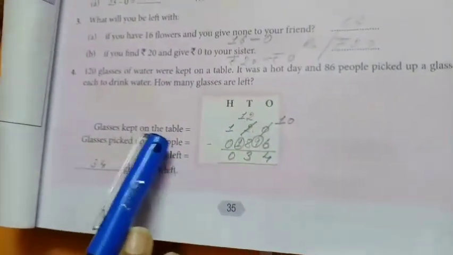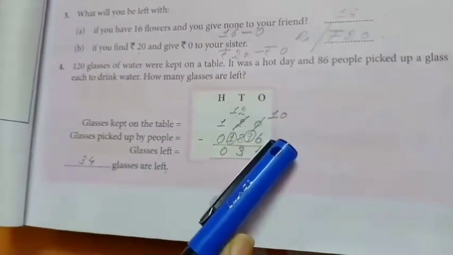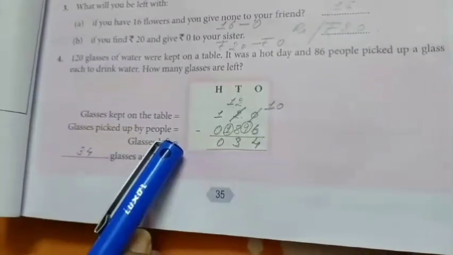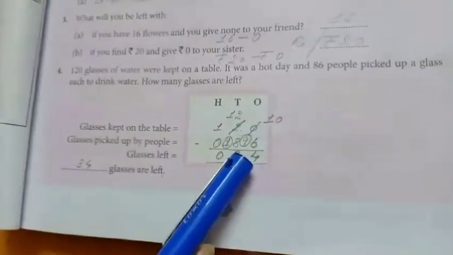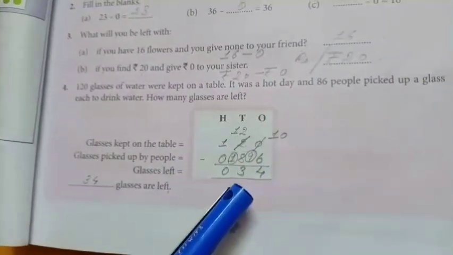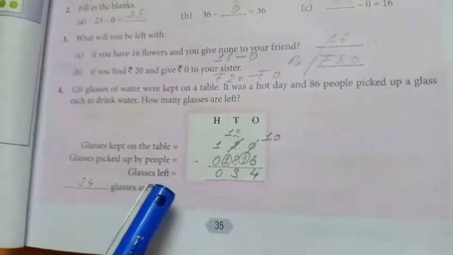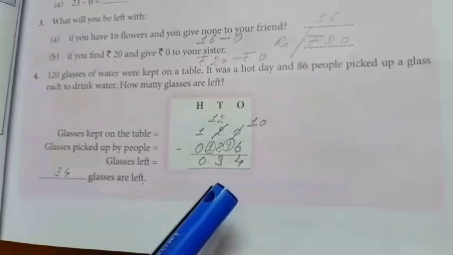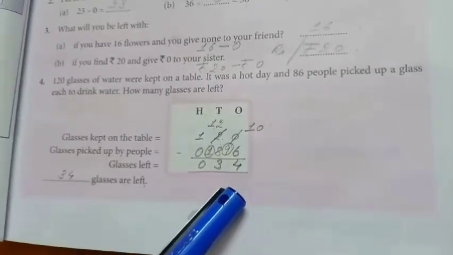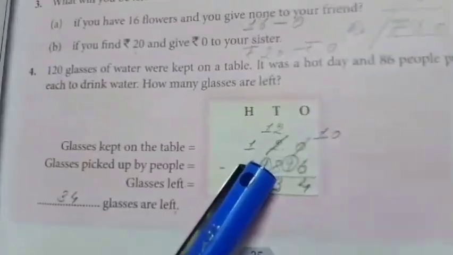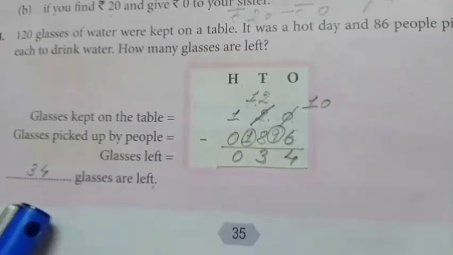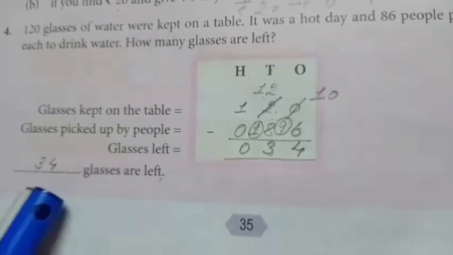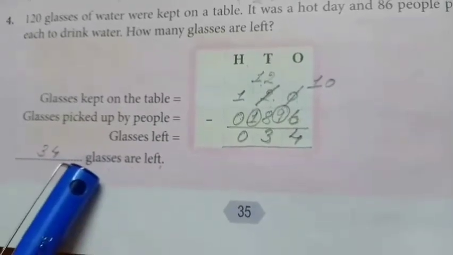So glasses kept on the table: 120. Glasses picked up by the people: 86. Now you are going to just subtract, and you will get the glasses left. 120 minus 86 will give you 34. Again borrowing, see. You will be left with 34 glasses. 34 glasses are left. This 34 will be your answer.